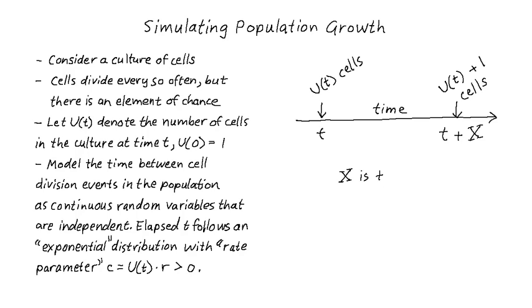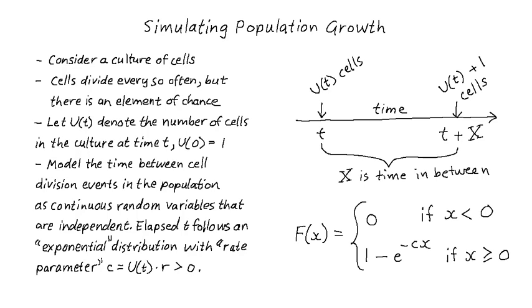It is this time, the intervening time capital X, that we treat as our random variable. As we said, this random variable follows an exponential distribution, which means that this is its cumulative distribution function. We want to generate many independent values of capital X using a computer. Remember, we pull this off by inverting the cumulative distribution function. In this case, we start with capital F of x, replace capital F of x with y, and solve for x in terms of y.